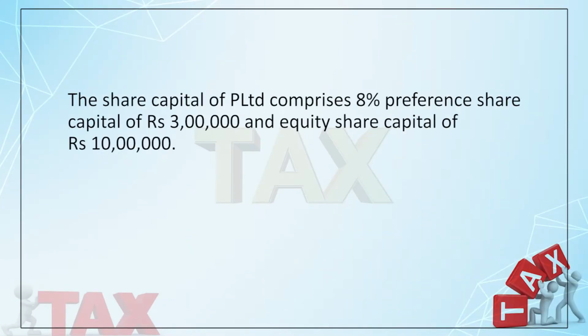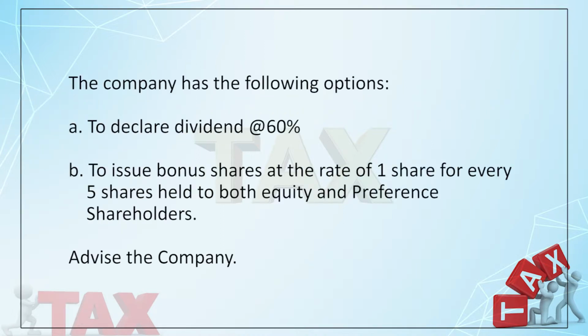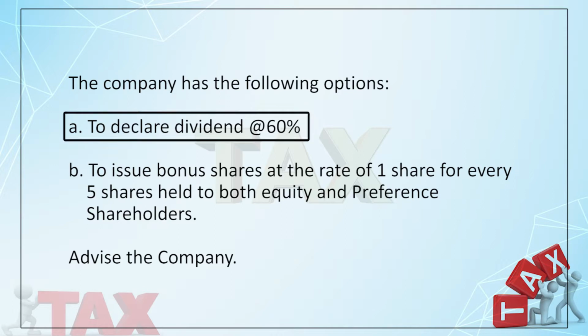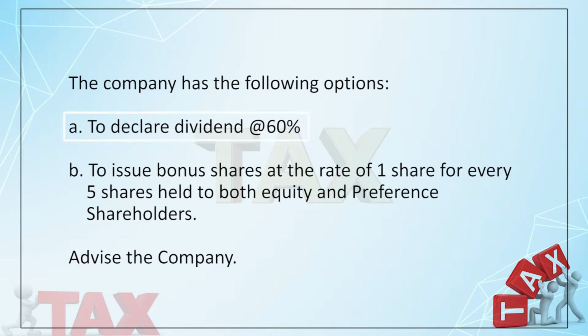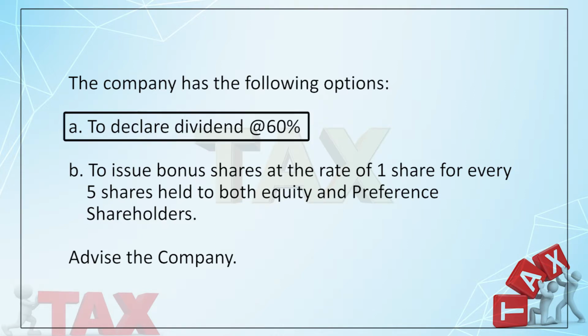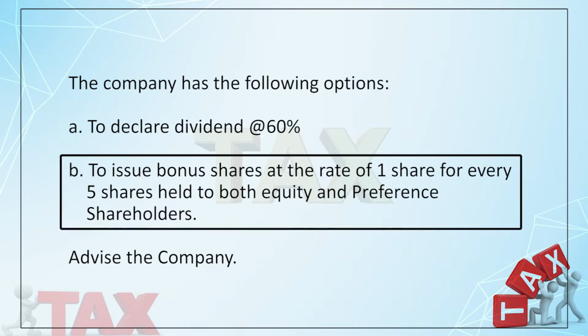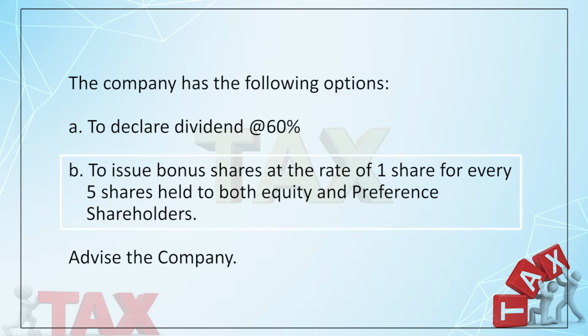Now see the case study: the share capital of P Limited is 8% preference share capital of 3 lakhs and equity share capital of 10 lakhs, right? Now the company has the following options. To declare dividend at the rate of 60%. When I say to declare dividend at the rate of 60%, what I mean is the dividend on the equity shares, because preference shares dividend is fixed at 8%. Or the company has a second option, they can issue bonus shares at the rate of 1 share for every 5 shares held to both equity and preference shareholders.